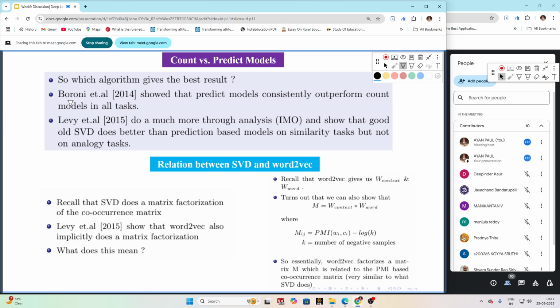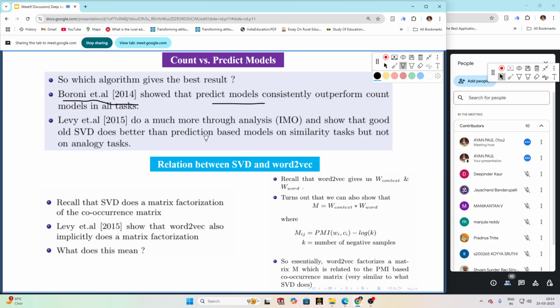There are many studies. Some say that count based model is good. Some say predict based model is good. This was a study by Baroni and others in the year 2014. What they have shown is that predict based model consistently outperforms the count based model. Then there was a study by Levy and others in the year 2015. They did a more thorough analysis than Baroni and others.